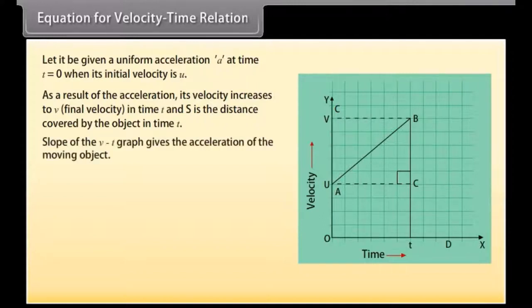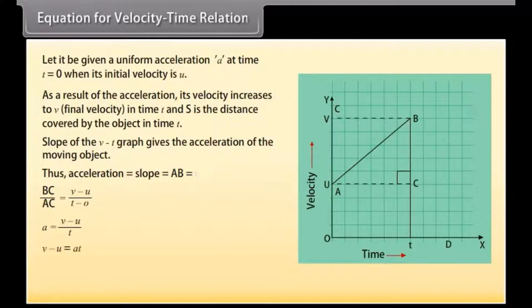The figure shows the velocity-time graph of the motion of the object. Slope of the v-t graph gives the acceleration of the moving object. Thus, acceleration is equal to slope, which equals AB upon... BC upon AC, which is equal to (v minus u) upon (t minus 0), where a is equal to (v minus u) upon t. This gives v minus u equal to at. v equals u plus at, which is the first equation of motion.